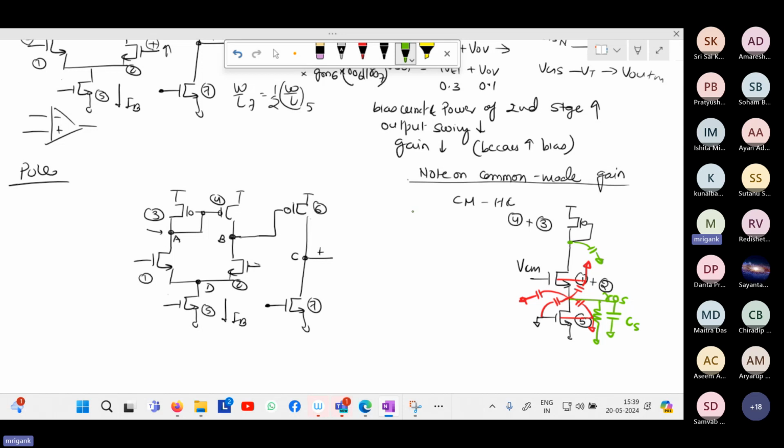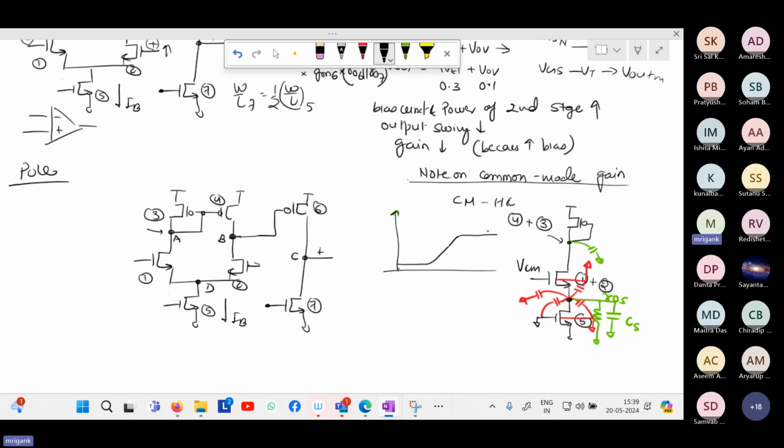So therefore, common mode gain will be something like this: initially it will be low, and then it will start increasing at the pole given by this particular node. And then when the pole of the upper node comes, it may again start.